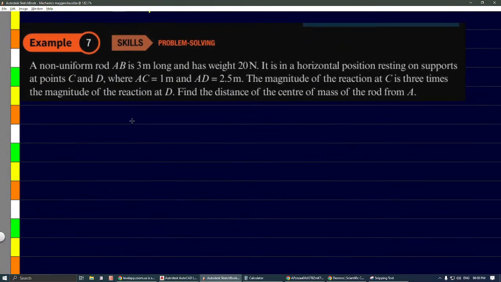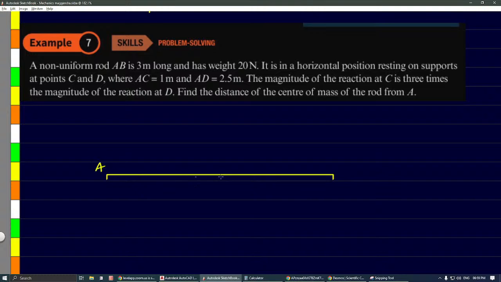Non-uniform rod EB of 3 meters long. Okay, let's put the rod here. The rod is not uniform. It has a weight of 20 newtons. It is in horizontal position resting on supports at points C and D.